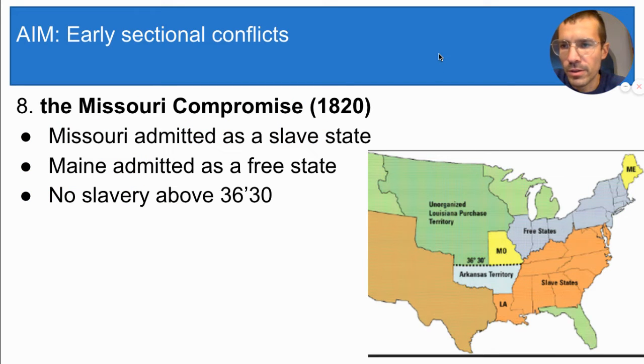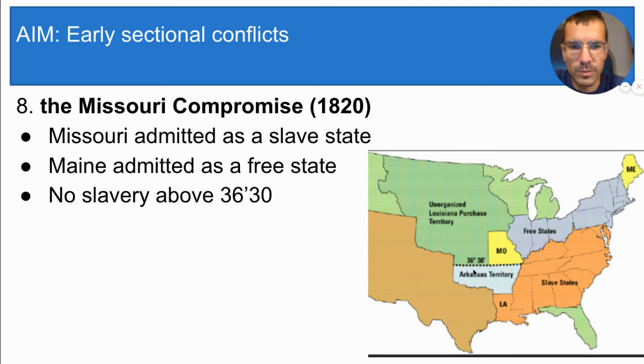Okay, copy this down. The conflict was resolved through what is called the Missouri Compromise. Missouri was admitted to the U.S. as a slave state, but a new state was created in the North called Maine, and Maine became a free state. Both Missouri and Maine would have one representative in Congress, so they would balance each other out. Neither section would gain more power. Also, the compromise said that no new slave states could be created north of 36°30' latitude.